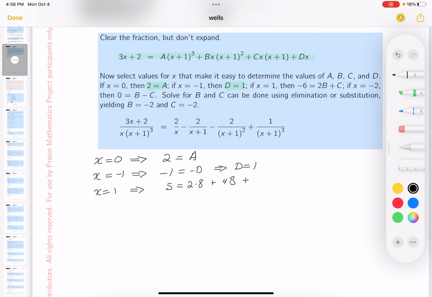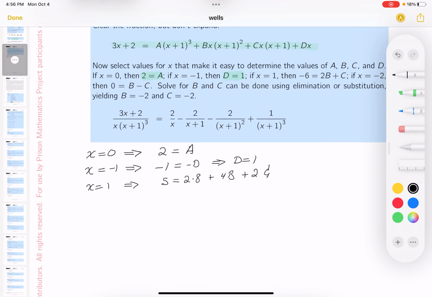Let me go to the next term. What are you going to get there? 2 times 1 is 2. 2c. This is tough. I'm not saying it's easy. What's d? D is 1. What's x? X is 1. I got to clean this up. 5 equals 16 plus 4b plus 2c plus 1. Let's see, 5 equals 17 plus 4b plus 2c.